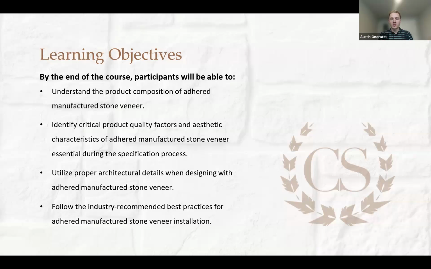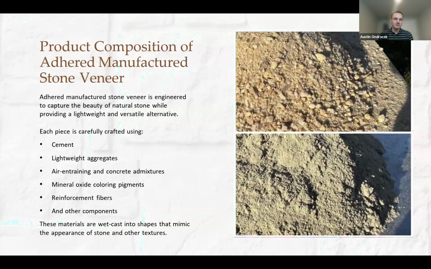So the four main learning objectives for today that we'll go through. We'll understand the product composition that I mentioned of adhered manufactured stone veneer. We'll talk about critical product quality factors and aesthetic characteristics of AMSV and how it's essential during the specification process. We will utilize proper architectural details when designing with AMSV. And then we'll always talk about following industry recommended best practices for adhered manufactured stone veneer and its installation.